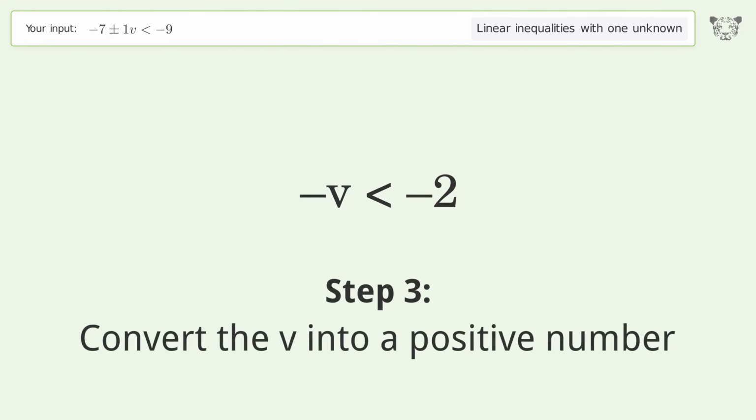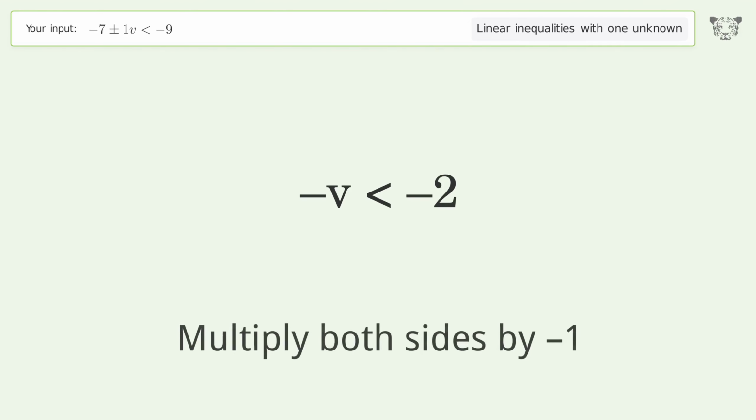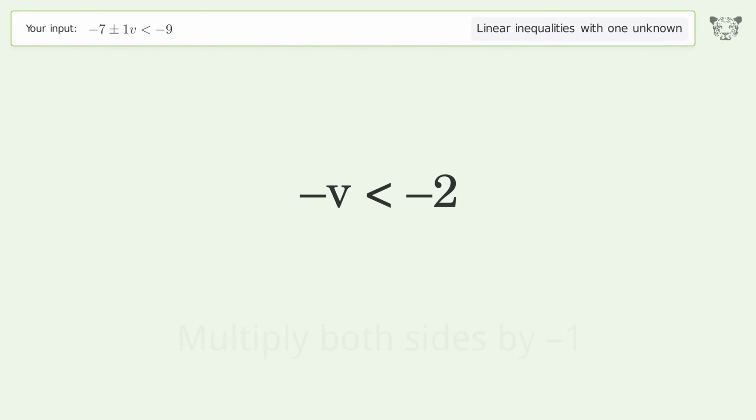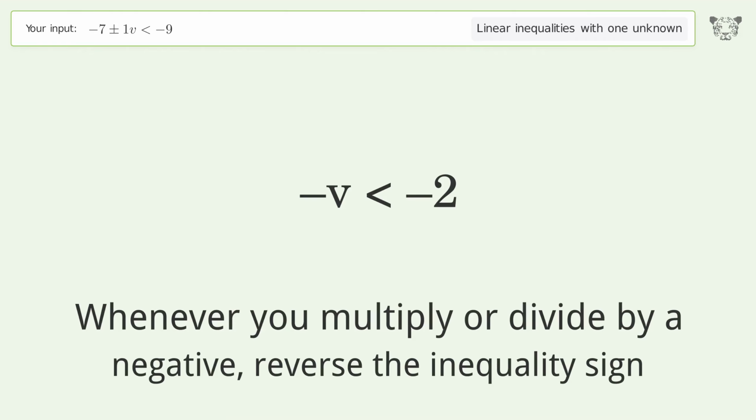Convert the v into a positive number. Multiply both sides by -1. Whenever you multiply or divide by a negative, reverse the inequality sign.